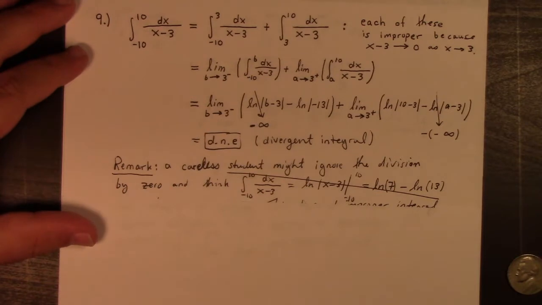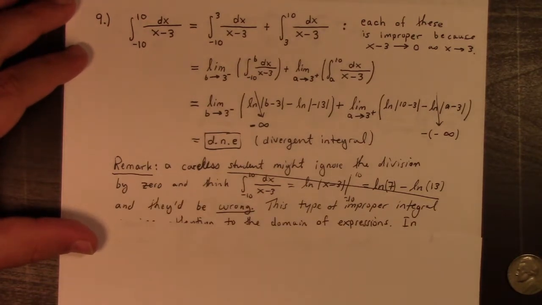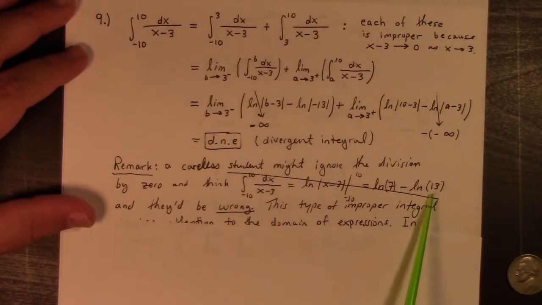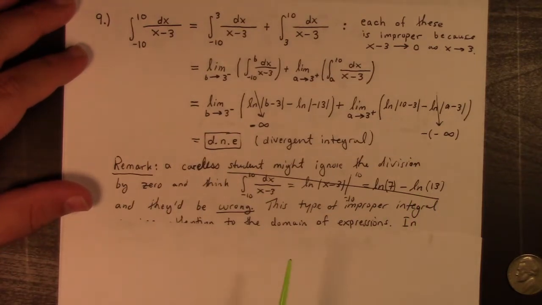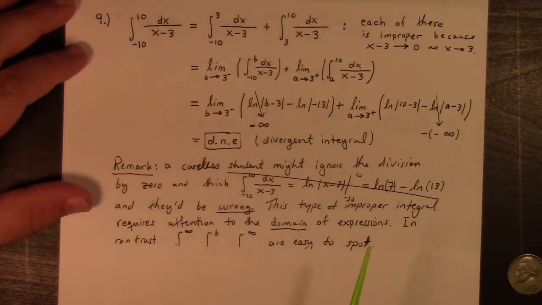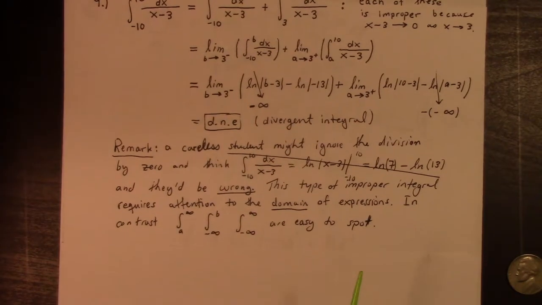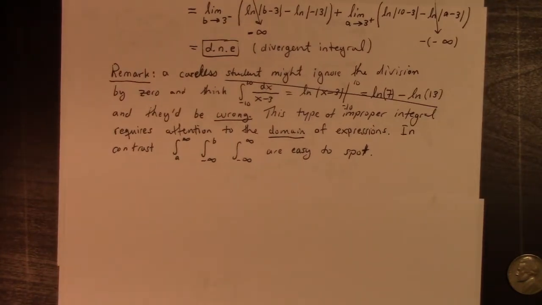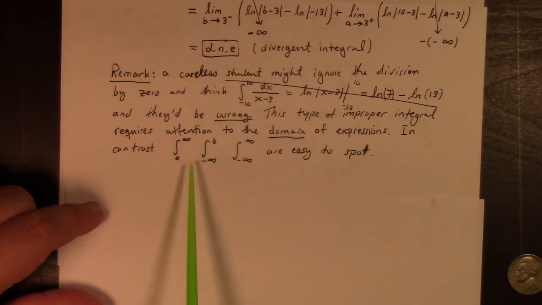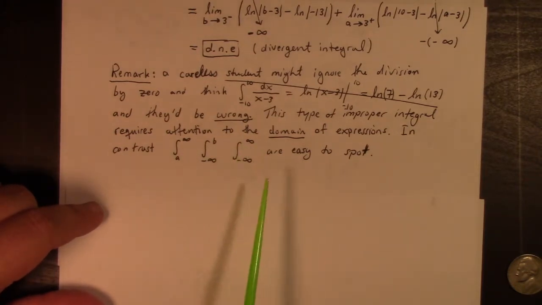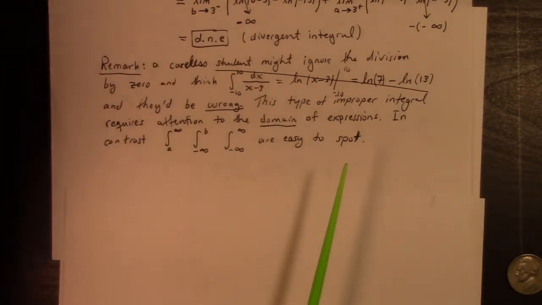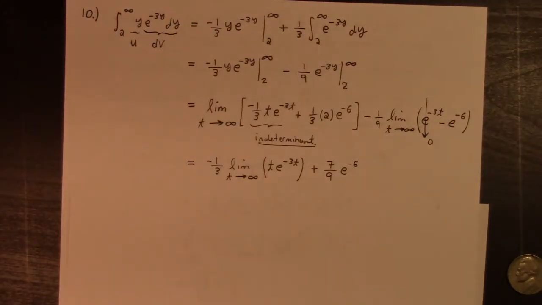I would warn you that a careless student might ignore the division by 0 and just think that this is equal to that, which is the natural log of 7 minus the natural log of 13, and they would be wrong, right? This type of improper integral requires attention to the domain of expressions. In contrast, the ones that have infinity in the bounds are pretty easy to spot, right? Okay, next example up here.